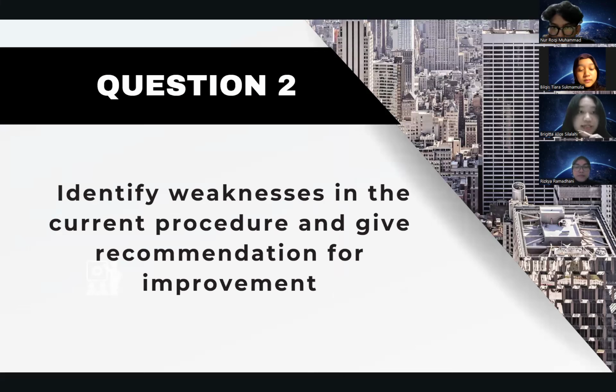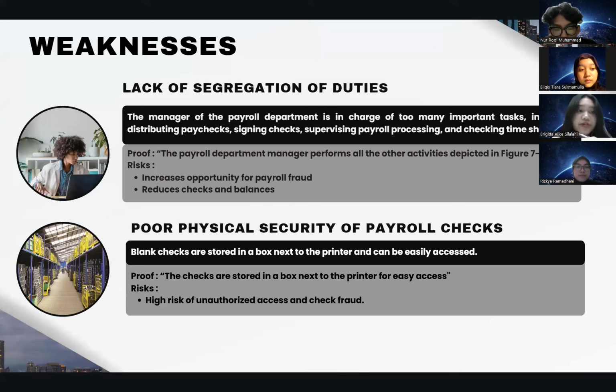The second question is: identify weaknesses in the current procedure and give recommendations for improvement. The first weakness is lack of segregation of duties. The manager of the payroll department is in charge of too many important tasks, including distributing paychecks, signing checks, supervising payroll processing, and also checking timesheets. This concern is supported by the documentation, which states that the payroll department manager performs all the other activities depicted in Figure 7-10.